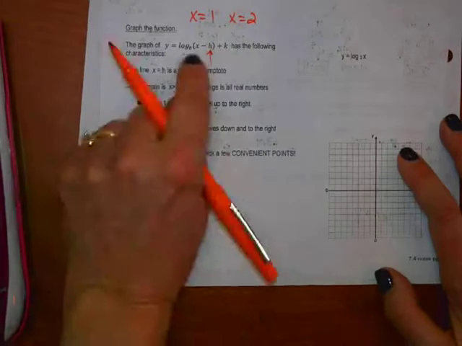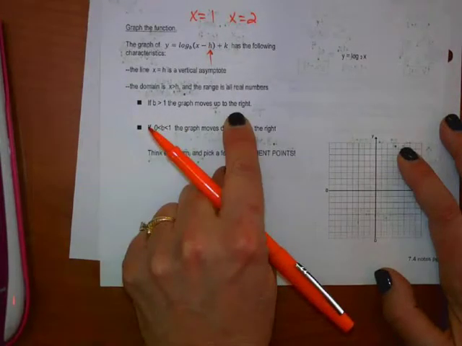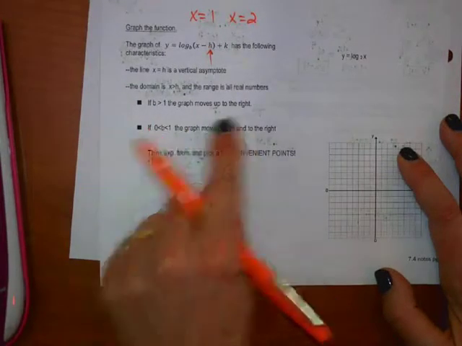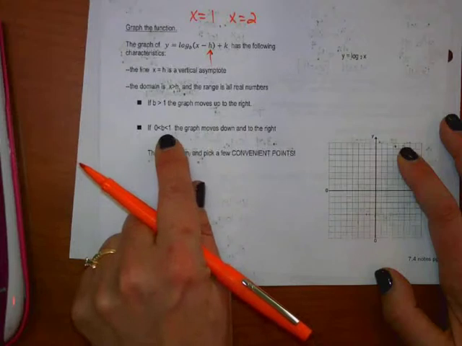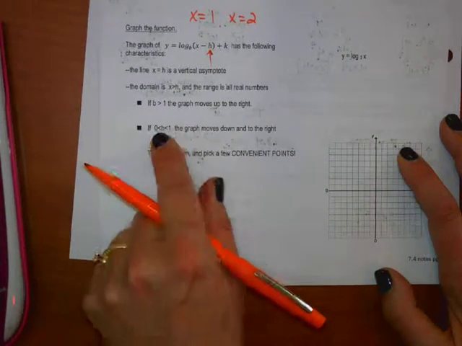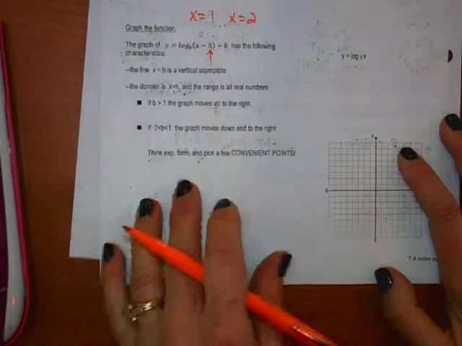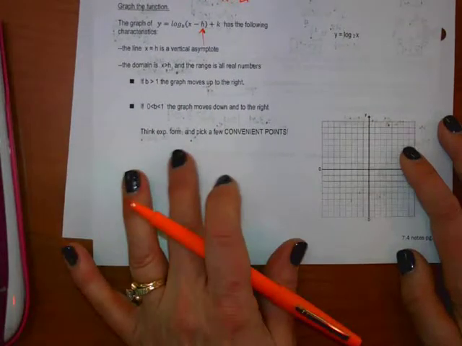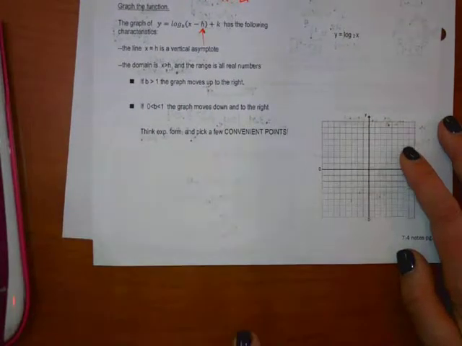If b, the base number, is greater than 1, the graph moves up to the right. If b is between 0 and 1, here it moves down to the right. I'm going to show you all this. I'm just reading this right now. Think exponential form and pick a few convenient points.